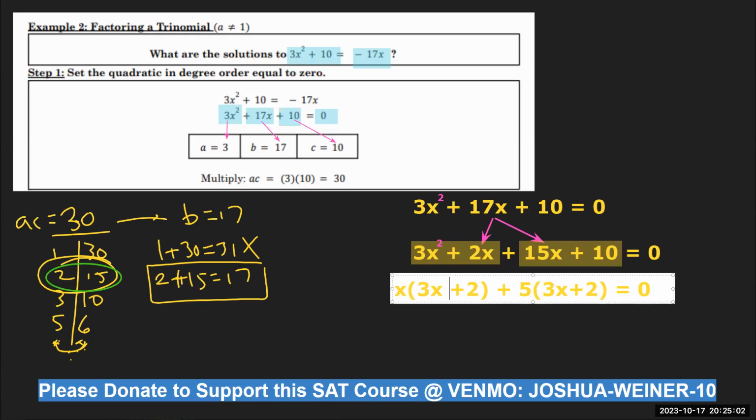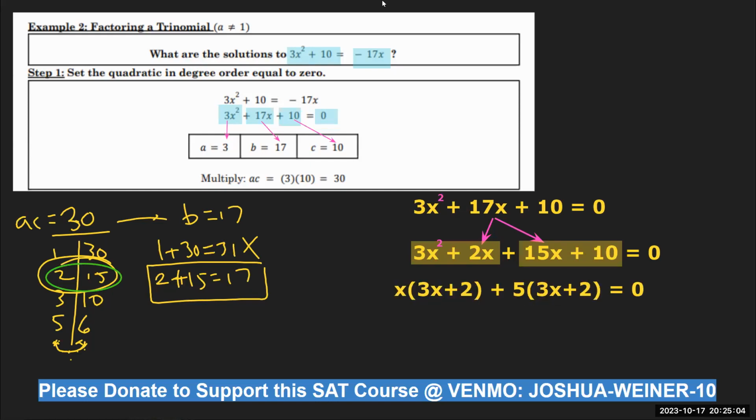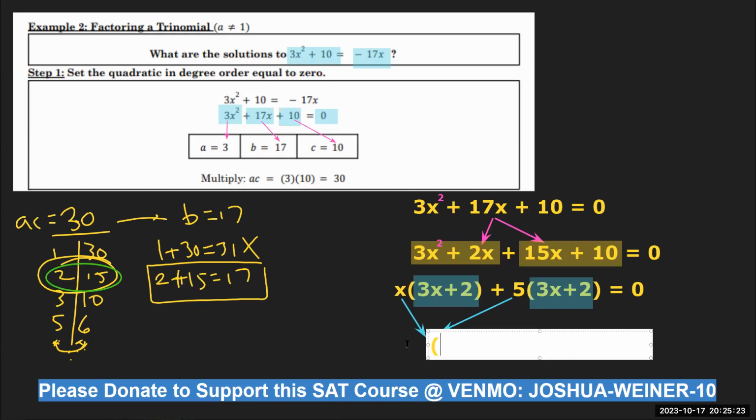If you do this method correctly, what you'll see is we have a common factor in place. The common factor is 3x plus 2 and 3x plus 2. And then the other binomial is created from the two greatest common factors, x plus 5. And we factored it fully. It's x plus 5 times 3x plus 2 equals 0.